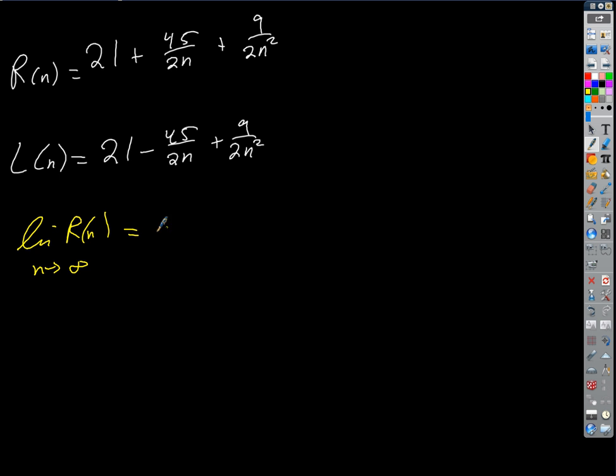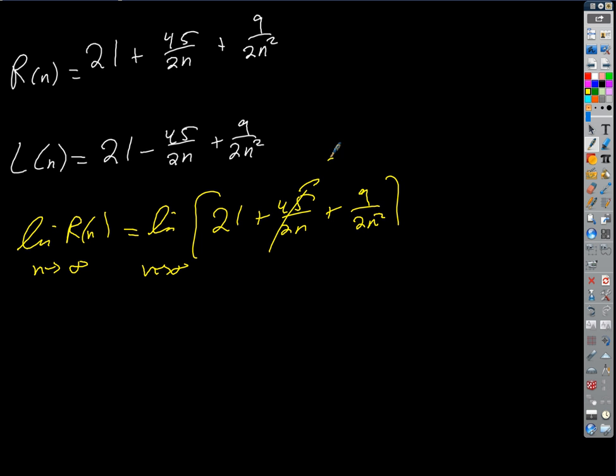Everybody agree the limit of 21 plus 45 over 2n plus 9 over 2n squared as n approaches infinity? Any term with an n on the bottom is going to 0. I get the same thing for the left sum. Which one was easier to calculate? The right sum. So what should our strategy be if we want to do this the easiest way? Calculate the right one and take a limit. They're going to converge.